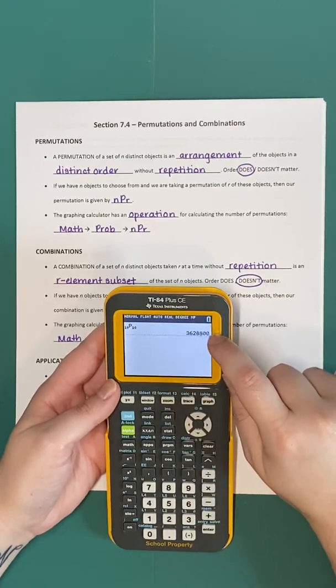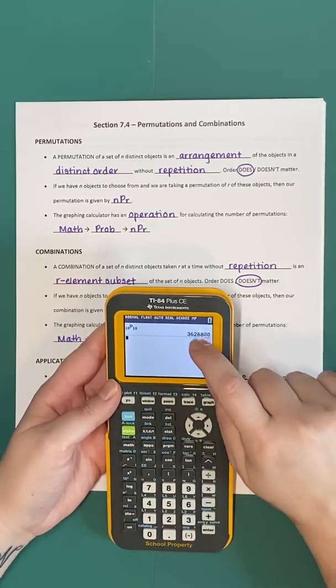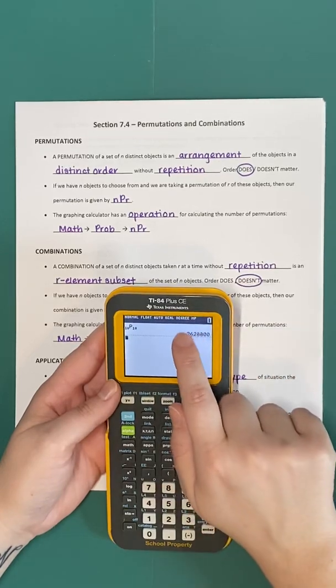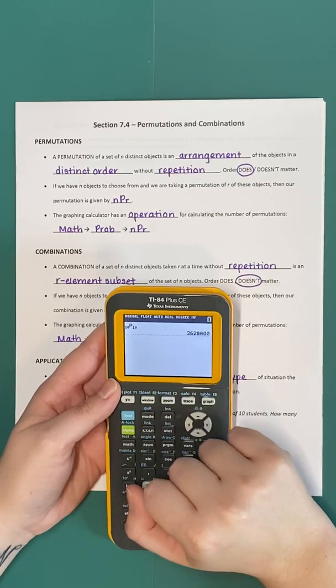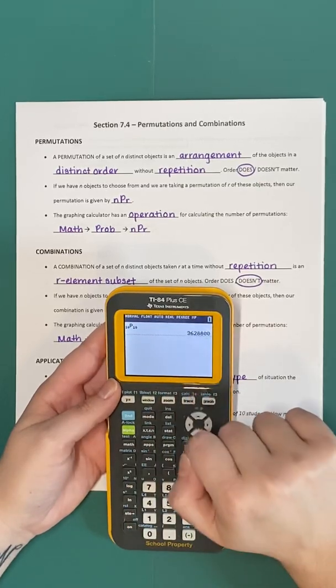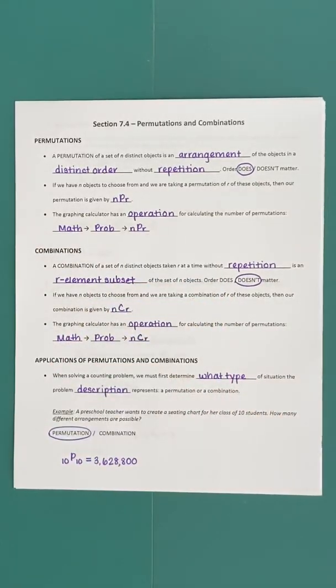Start by counting from the right, so count by threes. Threes, and then we have another 3. So this is going to be 3 million. 3,628,800. This is, believe it or not, how many different arrangements she can make for her class. If she arranges all those 10 students, there's over 3 million ways to arrange 10 students.